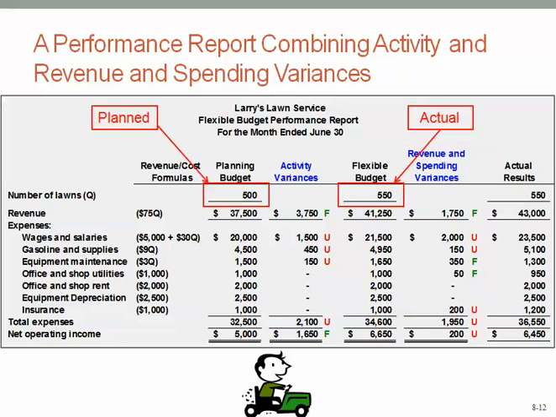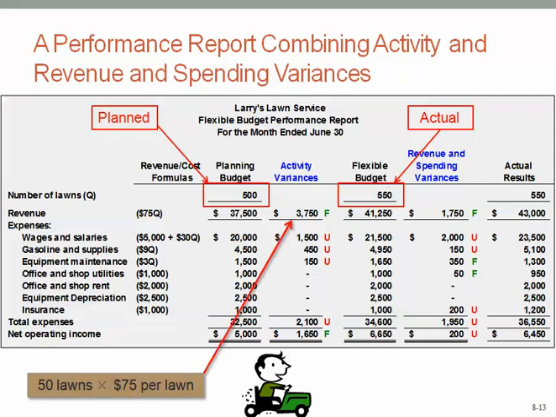In terms of our activity variances, we have a favorable activity variance because our actual number of lawns ended up at 550, where we had planned 500 lawns. So we had an additional 50 lawns at our original plan price of $75 per lawn.